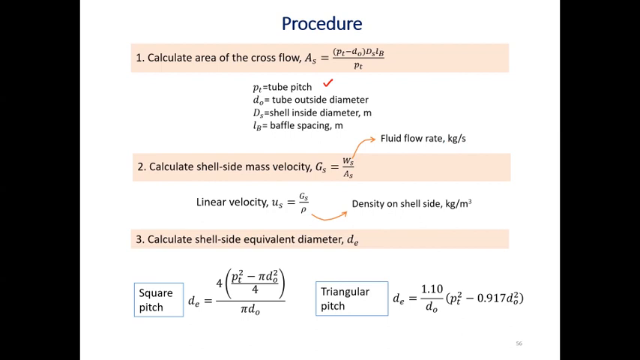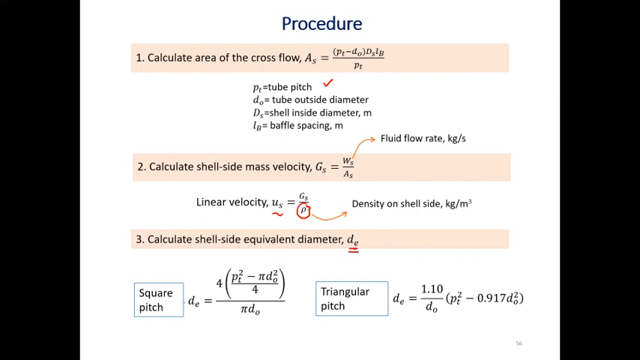And then we have this area or the cross flow area to give us the mass velocity, or you can obtain the linear velocity from this mass velocity by having the information on the density. Okay, the density is based on the type of the fluid that you use in the shell. And next we proceed to calculate the shell side equivalent diameter, denoted by DE.